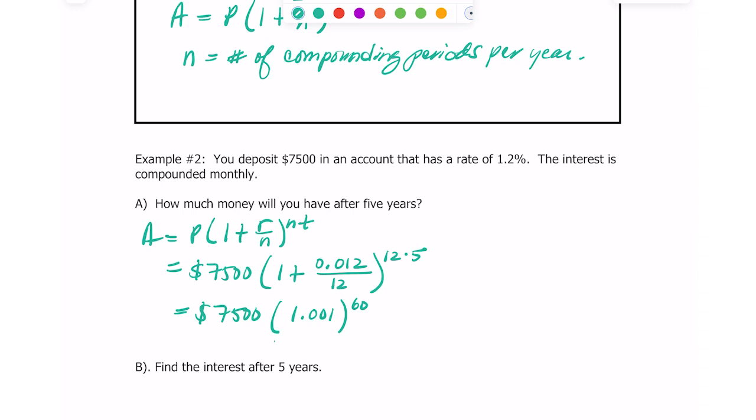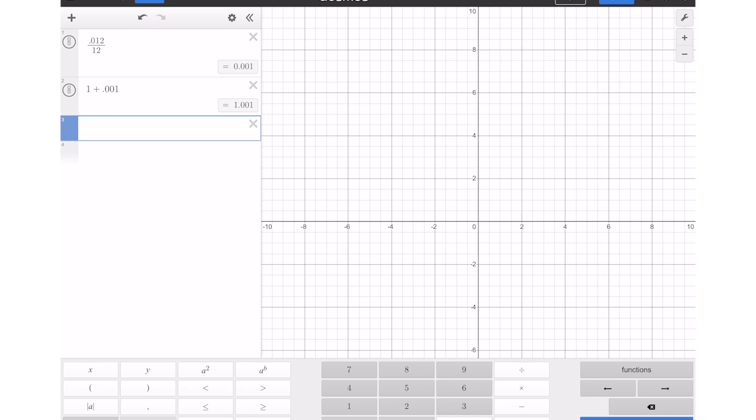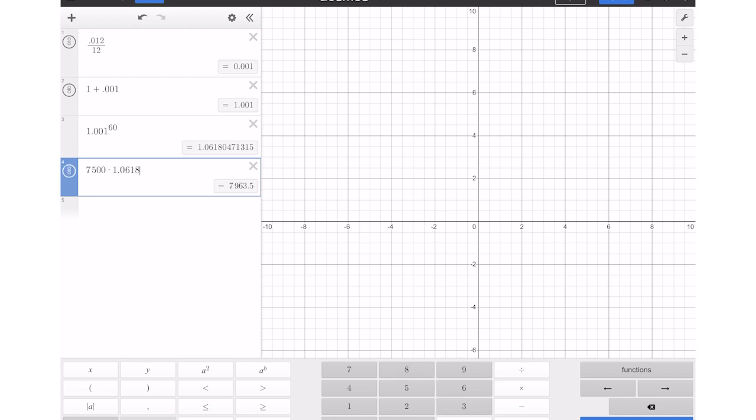If you're using a calculator that doesn't know order of operations, you would want to take care of this part first. So you would do 1.001 to the 60th power, and then take that number and multiply it by the principal, which was 7,500. Again, I'm not going to round, because we talked about in the last video how rounding can leave you with rounding error if you're not careful. So I'm just going to type in that number.